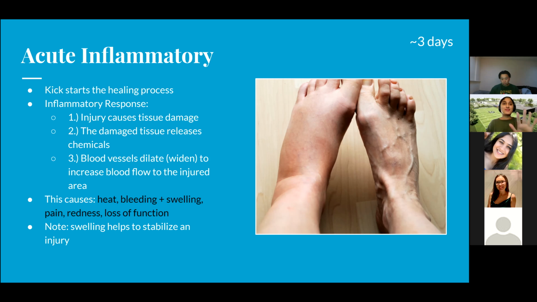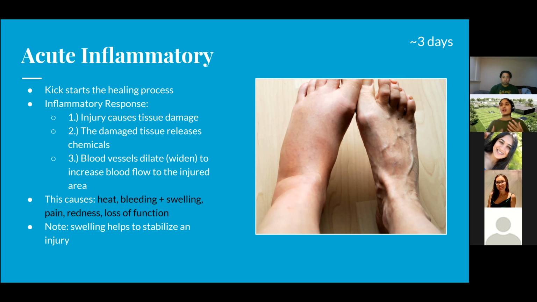Okay, and then I just wanted to throw this fun fact in there because I thought it was pretty cool. I think people associate swelling with something bad, but swelling is actually good. Why? It's good because it helps to stabilize an injury, right? I don't know if any of you have ever sprained your ankle or something. You'll notice that if you sprain your ankle, it's swollen, you can't move it.